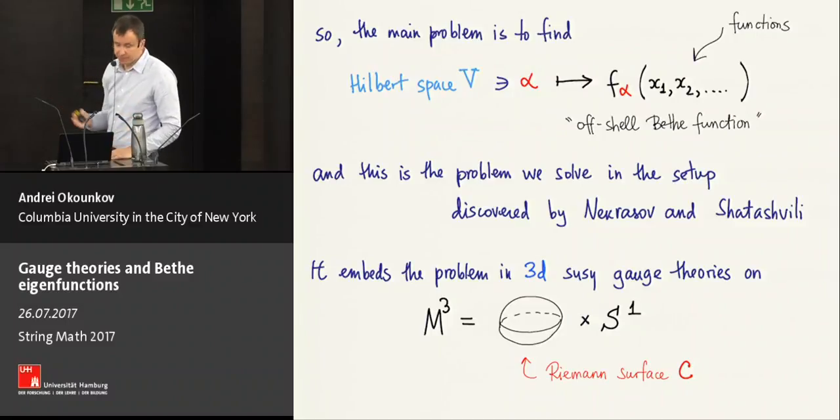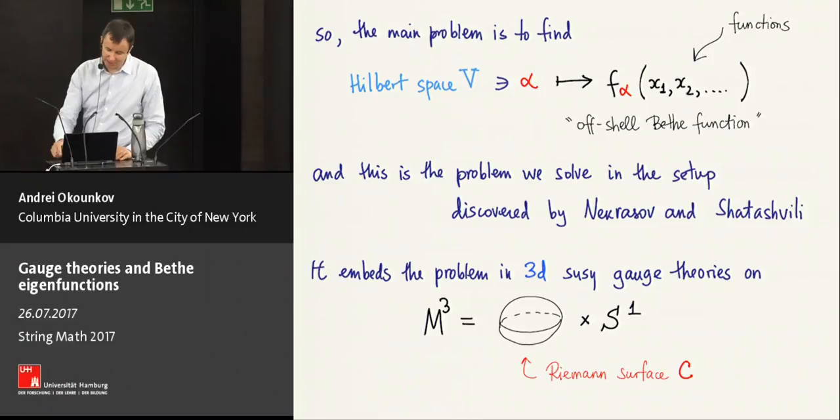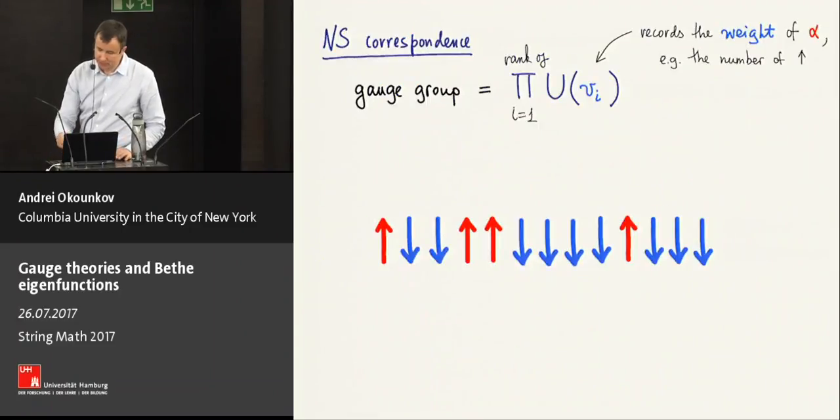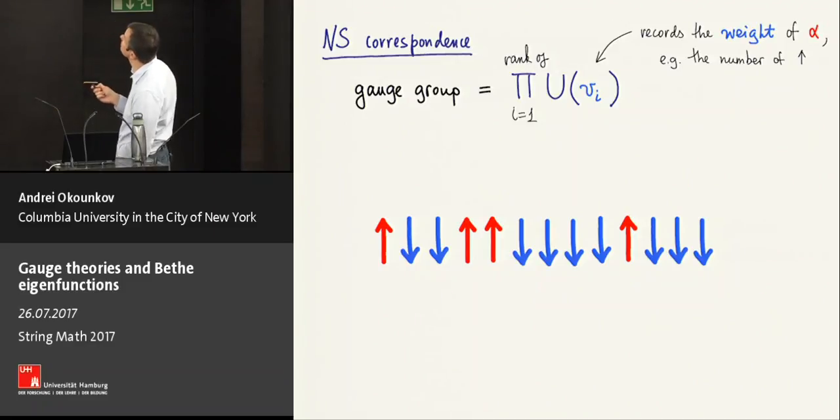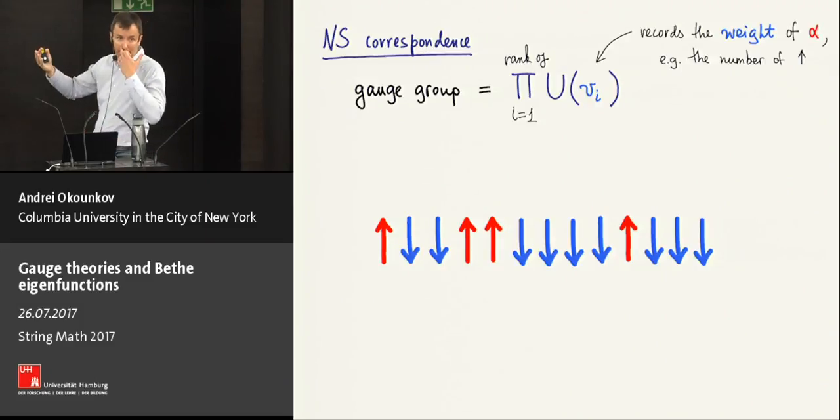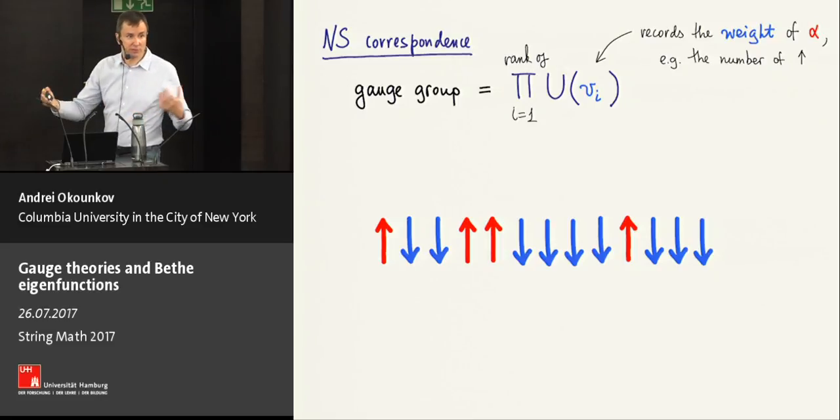Now I will remind you again. This has to be probably considered textbook knowledge, but it's good to remind people how it goes. So how does this Nekrasov-Shatashvili correspondence go? First, in the gauge theory, there's a gauge group, and I already told you it'll be a three-dimensional gauge theory on the manifold of the form Riemann surface cross S1.